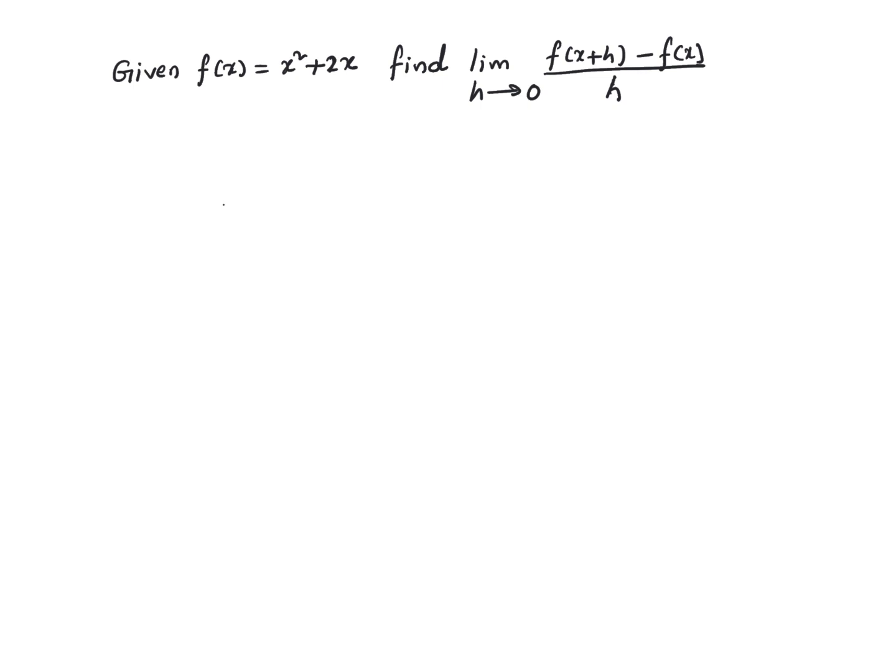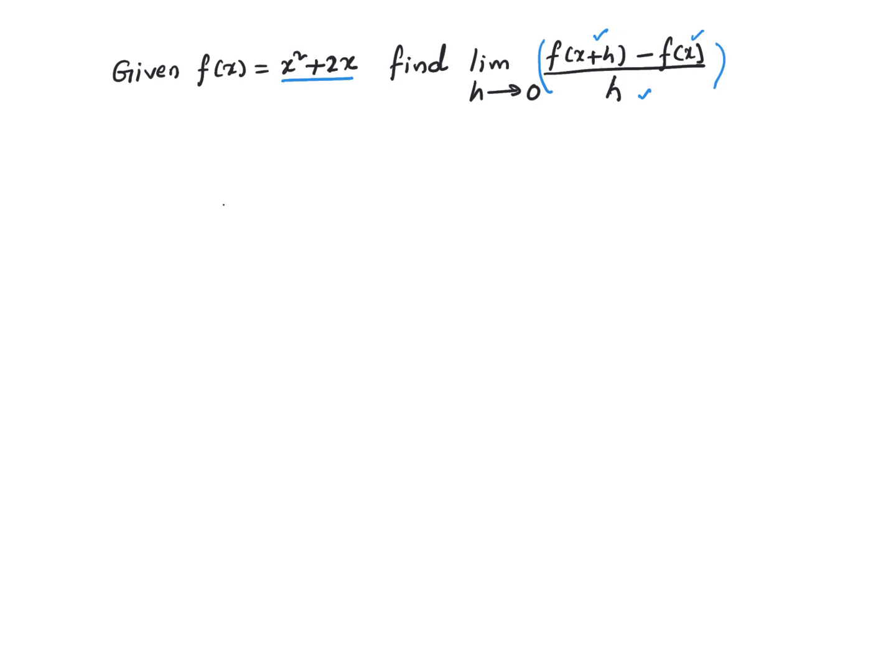So the given function is f of x equals x squared plus 2x, and we want to find the limit as h approaches 0 of f of x plus h minus f of x, divided by h. That expression is kind of like an average. That's how I look at it. So what happens to this rational expression as h approaches 0?